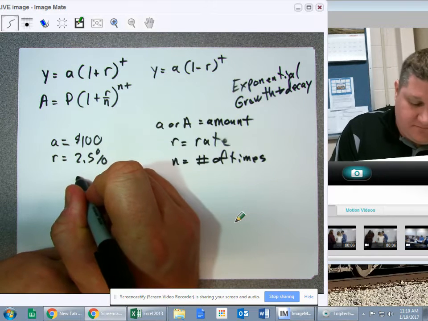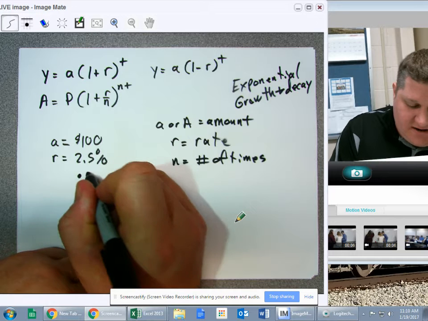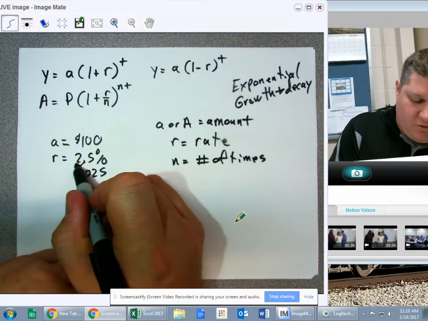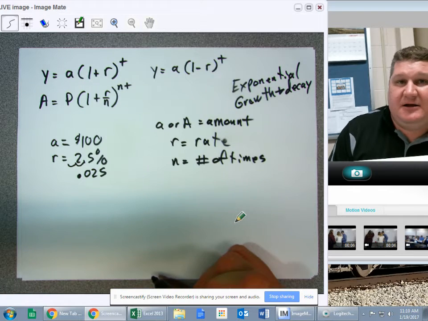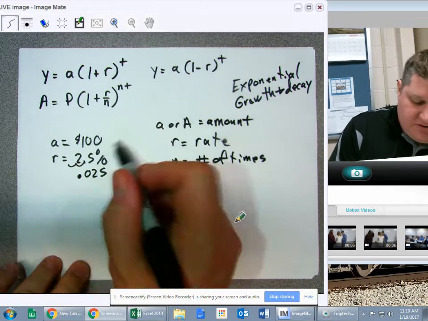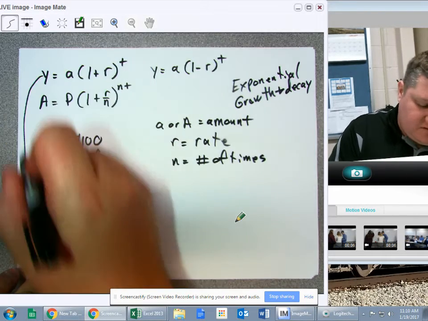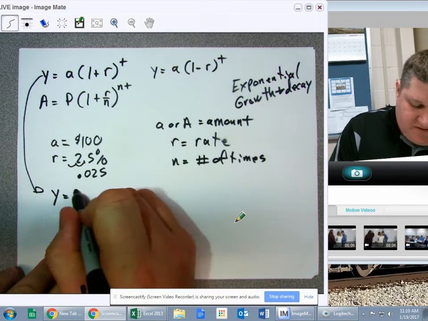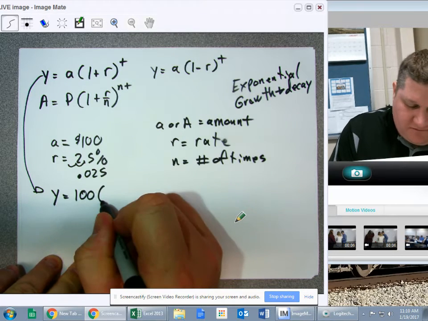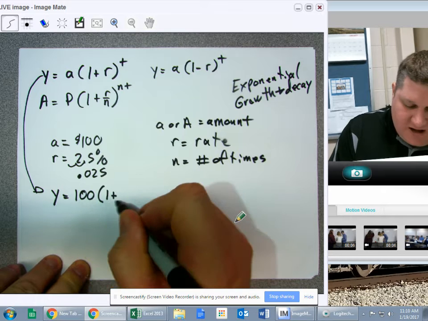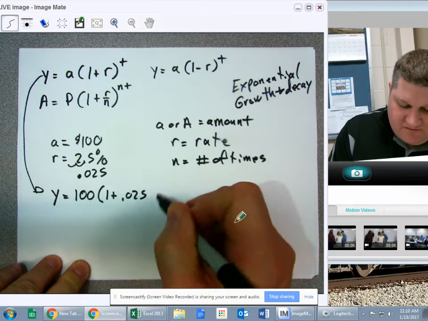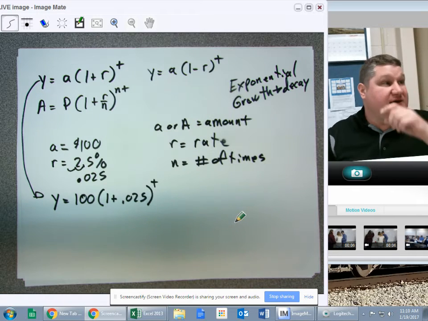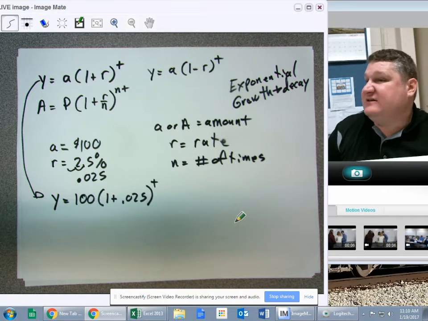What's a decimal? 0.025. Why is it 0.025? It moves 2 spots. Does everybody agree? So you have that rate, and all we need is this formula. The amount is going to be the original amount, $100, times 1 plus 0.025, because that's how much the rate is, raised to T. Now, it goes up every day.